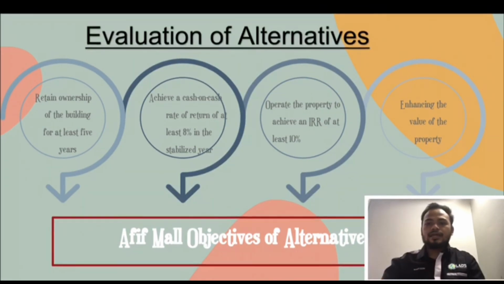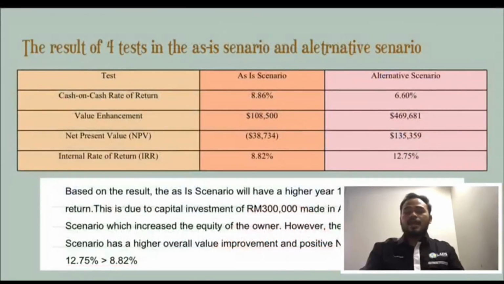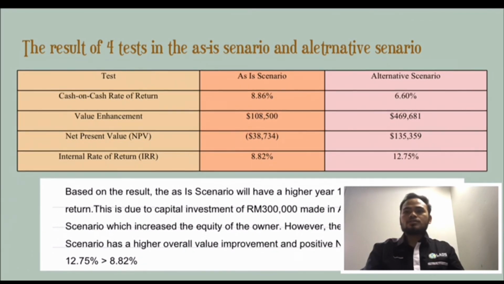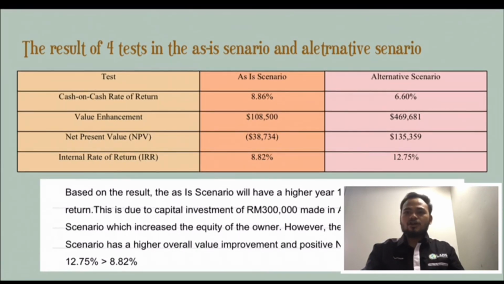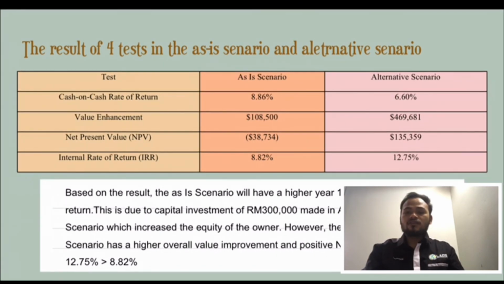Now we look at the result of the evaluation of alternatives. Based on the result, the as-is scenario will have a higher year 1 cash on cash return. This is due to the capital of 300,000 made in the alternative scenario, which is an increased duty of the owner. However, the alternative scenario has a higher overall value improvement and positive NPV.